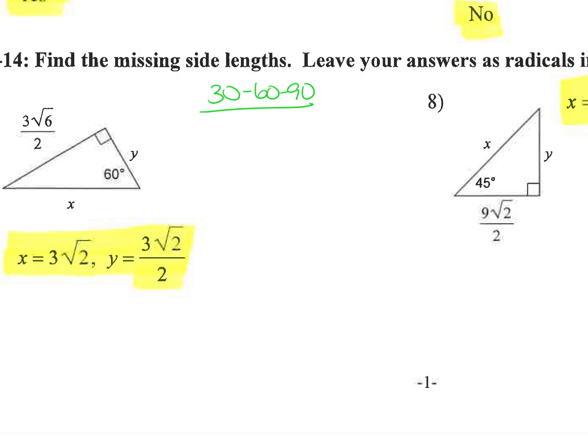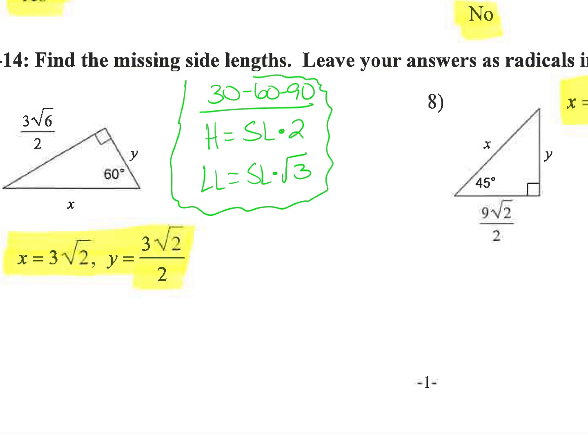The formula was hypotenuse is equal to short leg times 2. And then it was longer leg is equal to shorter leg times the square root of 3. So there's your formula for 30, 60, 90. And don't forget, I'm going to give you the formulas, so don't freak out like you have to memorize these.